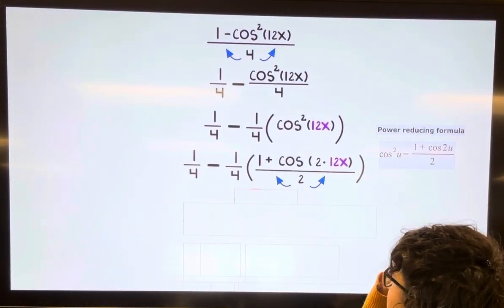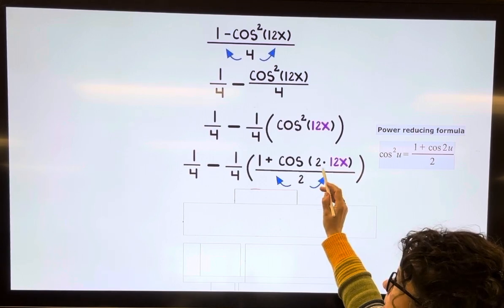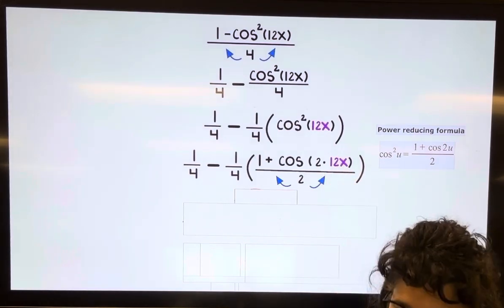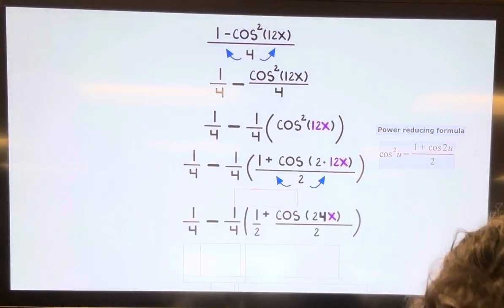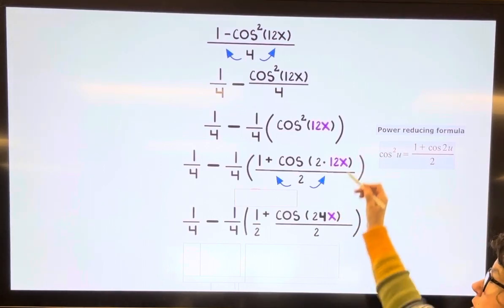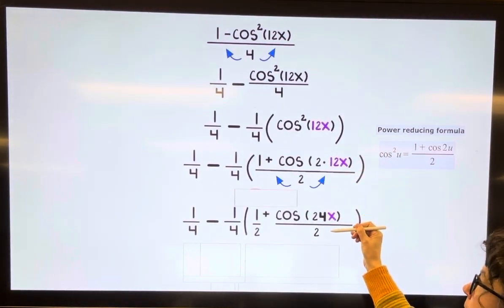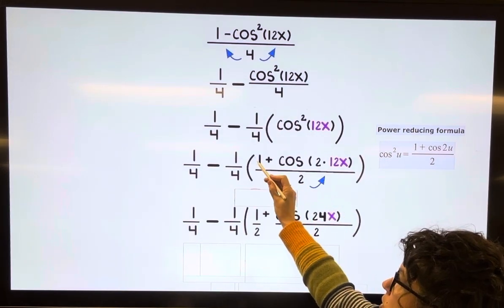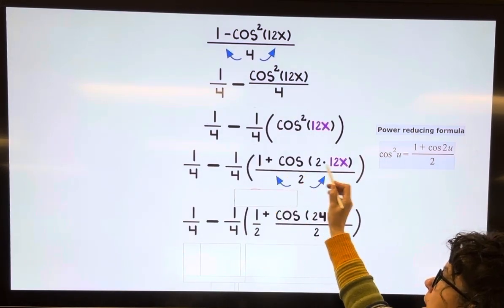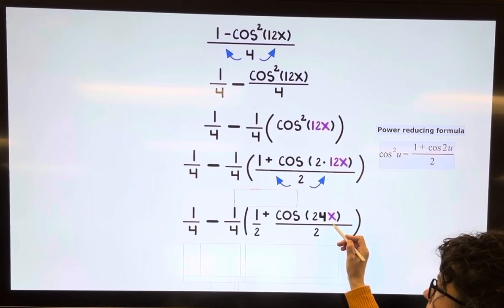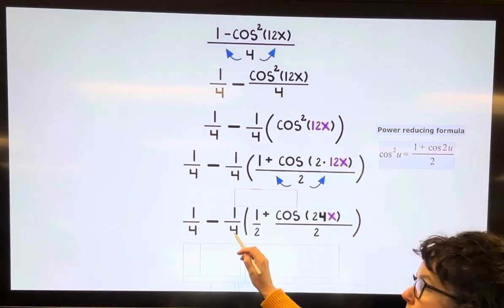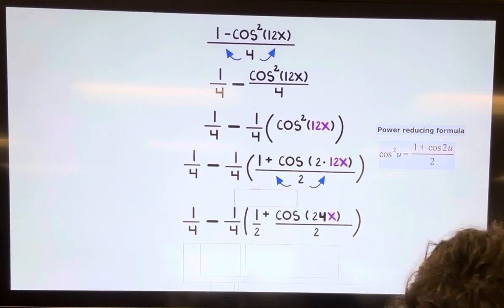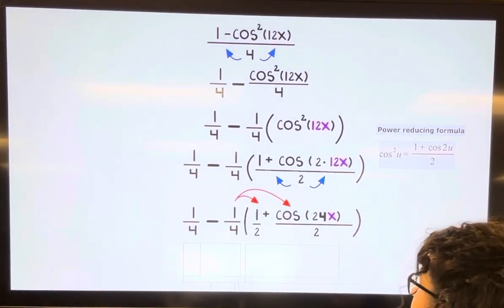Let's go ahead at this point and just simplify the tiniest amount. 2 multiplied by 12x is 24x. That's all I did from this step to this step. And then also remembering that this 2 belongs to the 1 and to the cosine of 24x. Okay, that negative 1/4 is sitting out front, so I'm ready to distribute that through.